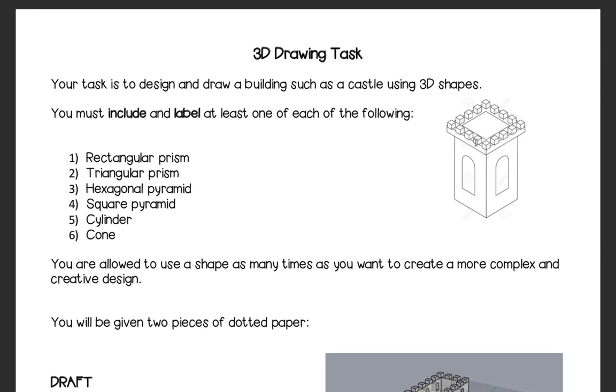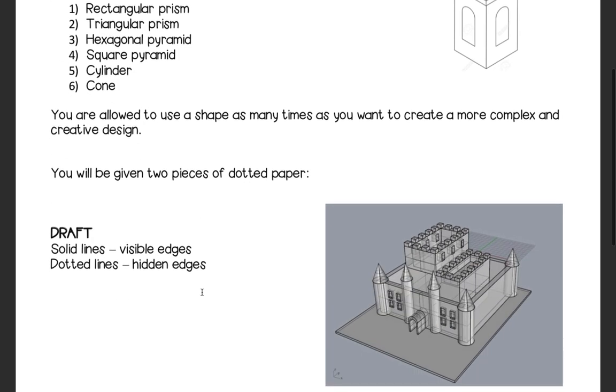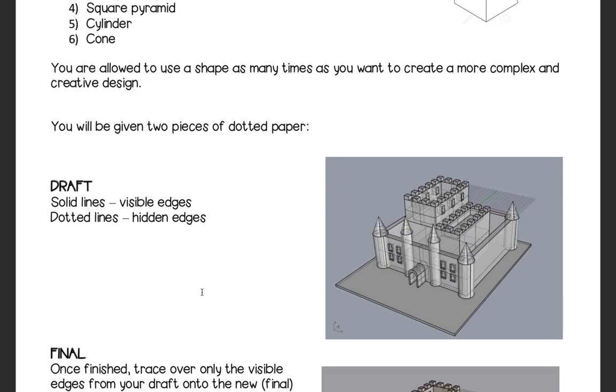You must include and label at least one of each of the following. So all of these need to be included. You need to include a rectangular prism, a triangular prism, a hexagonal prism, a pyramid, should I say, a square pyramid, a cylinder, and a cone. Now, if there's any of those you've forgotten, simply Google them and you'll see an image. You're allowed to use a shape as many times as you want to create a more complex design if you wish.